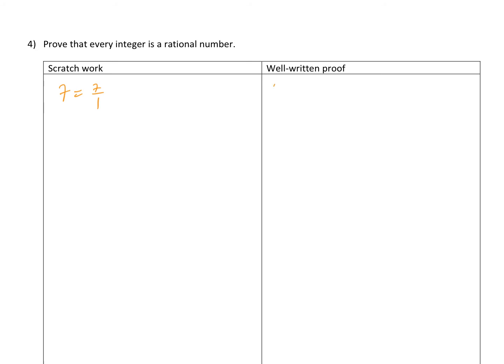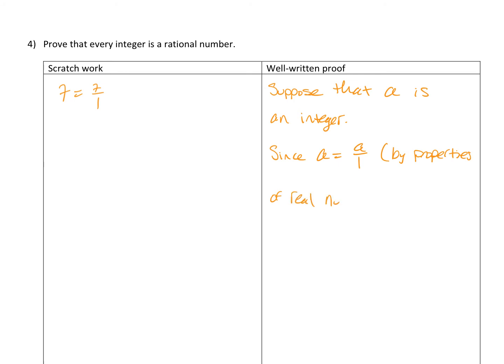Our well-written proof is going to start with: suppose that a is an integer. And then I'll say, since a equals a over 1, and we can just say by properties of real numbers, a is rational.